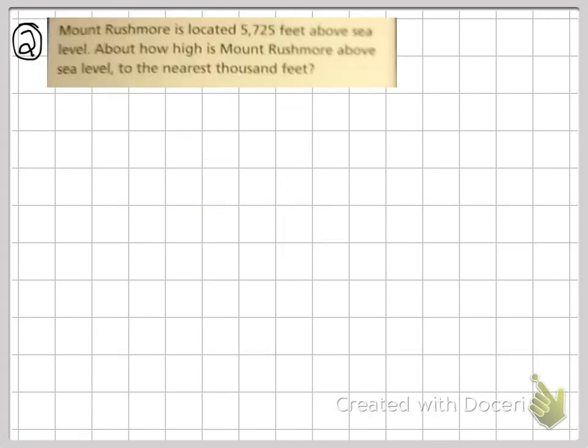Let's take a look at the next problem. You do not have to copy this down. Like usual, just follow along as I read and annotate it with you, but do copy the work that I show below. Mount Rushmore is located 5,725 feet above sea level. About how high is Mount Rushmore above sea level to the nearest 1,000 feet? Alright, so we have the exact amount as 5,725. We see the clue word about, which tells us that we're going to be estimating. And it tells us to which place value, which is nearest 1,000.